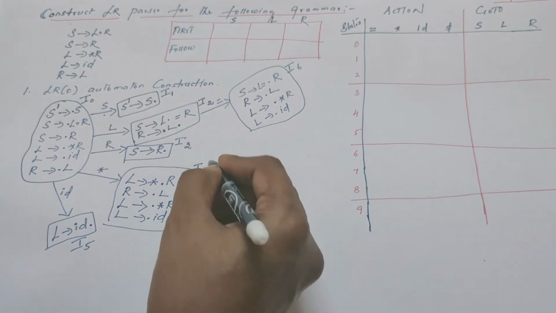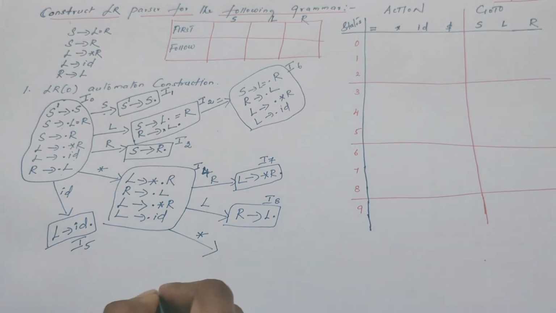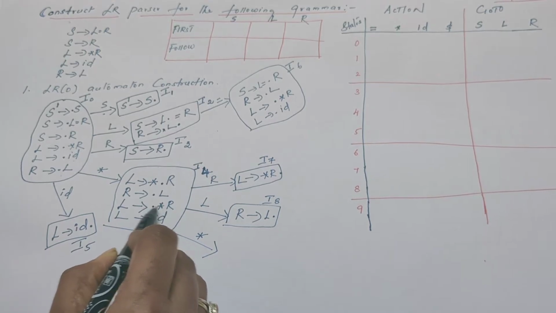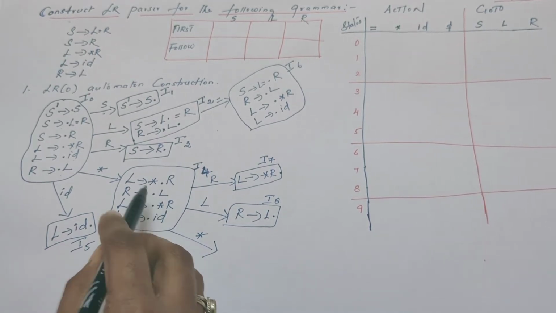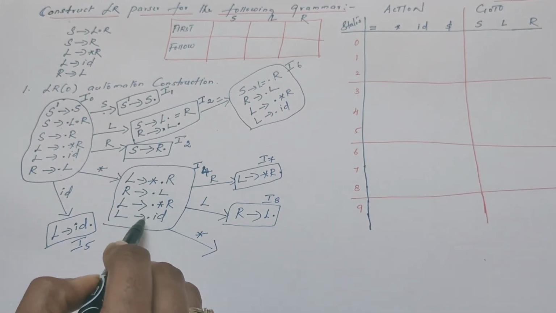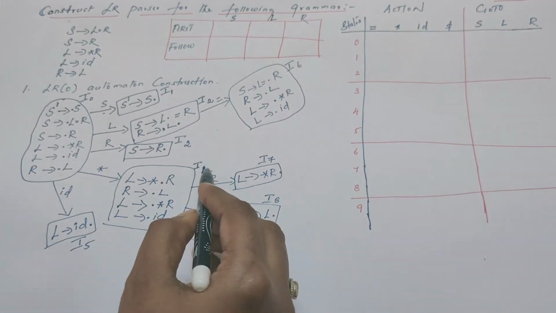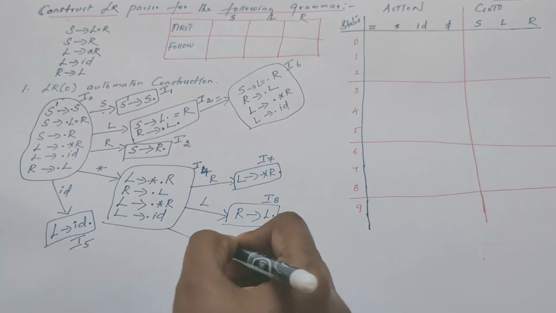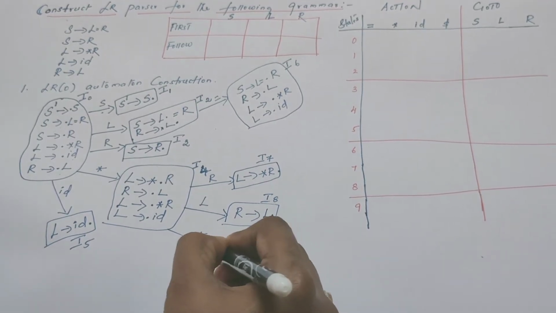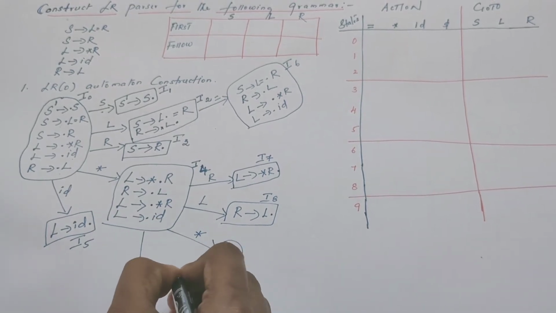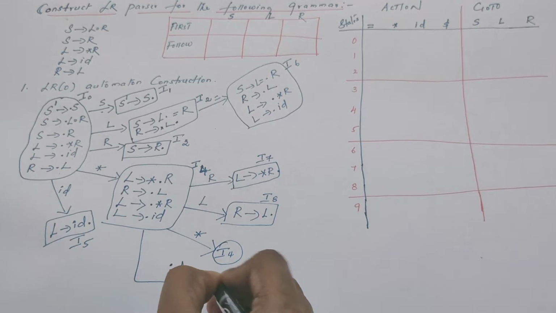From I4 on reading star, if the parser reads the star, the dot is shifted to the right of the star. So the rule becomes L derives star dot R, the first rule. Then afterwards we need to include the rules of R, then we need to include the rules of L. Actually I4 on the symbol star enters into the same state I4. Similarly from I4 on reading ID, it enters into the state I5.